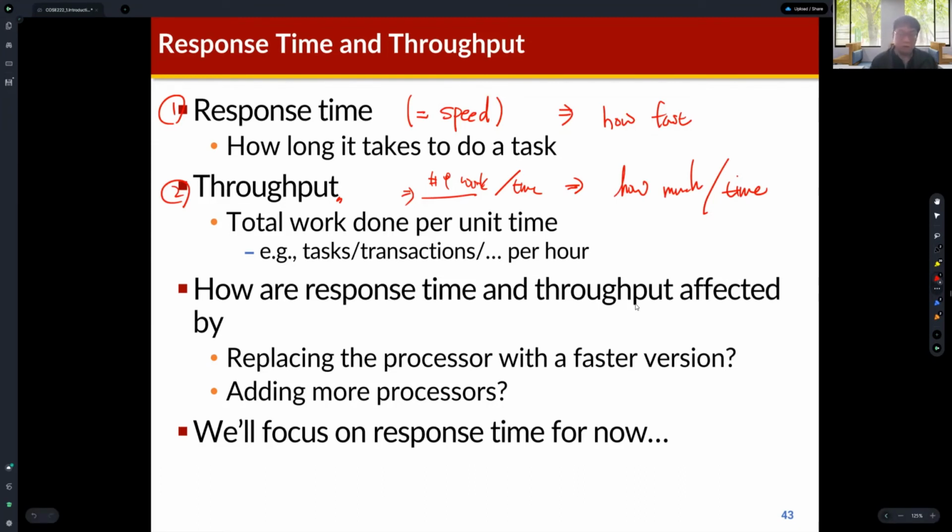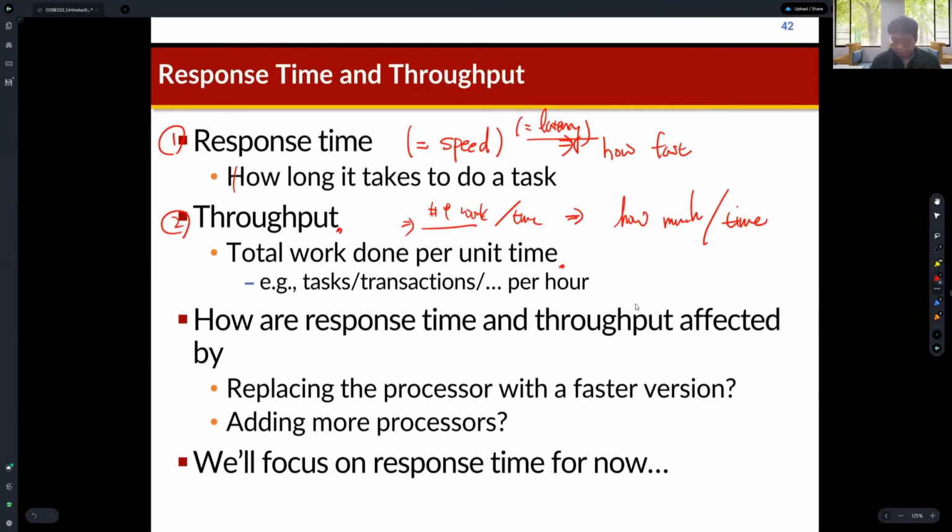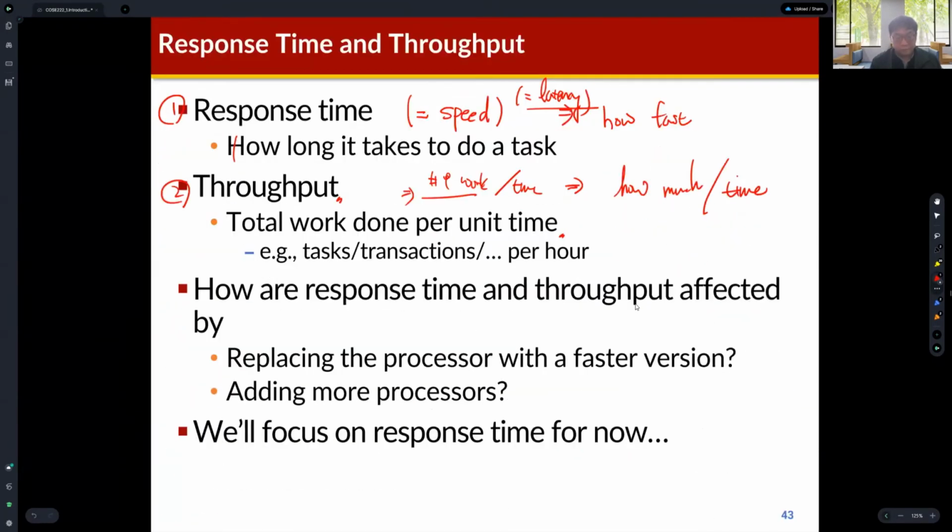Actually, this response time is frequently called latency. Latency is the elapsed time from start to end. And throughput, its definition is the amount of total work done per unit time. Okay. Please remember the definition of response time or latency and the throughput.